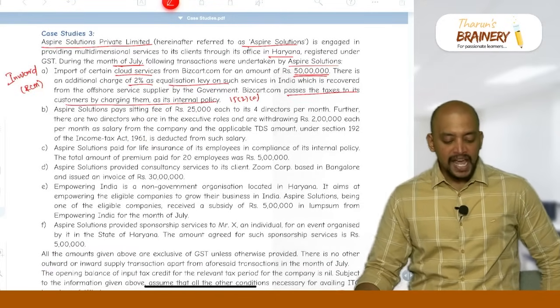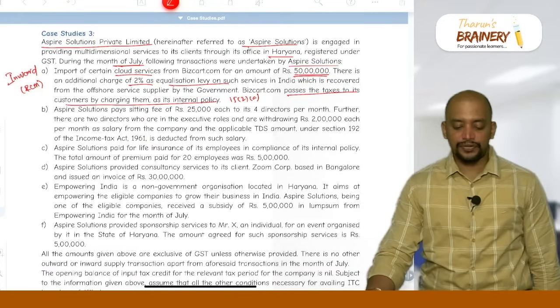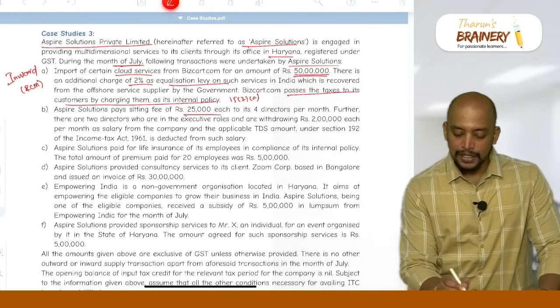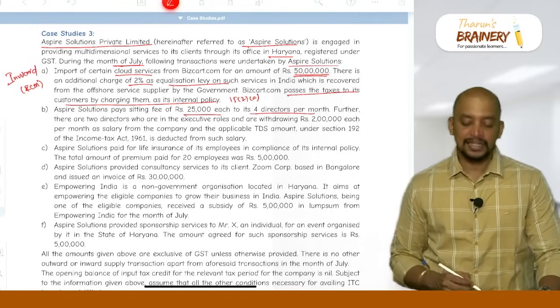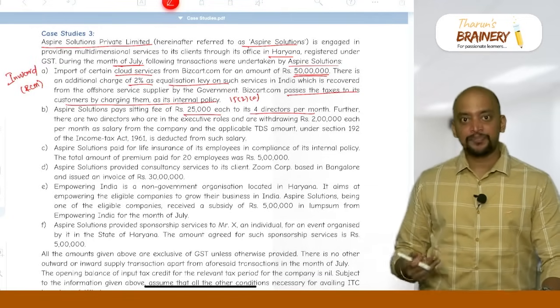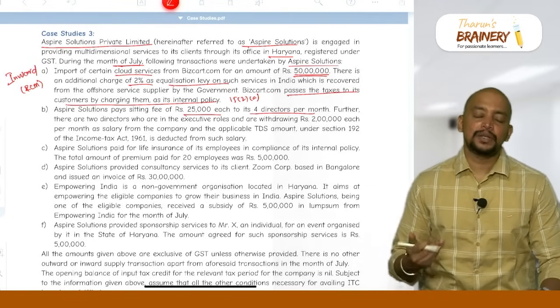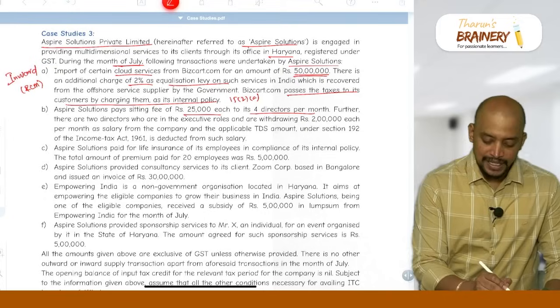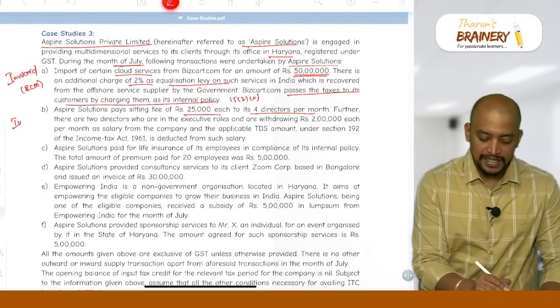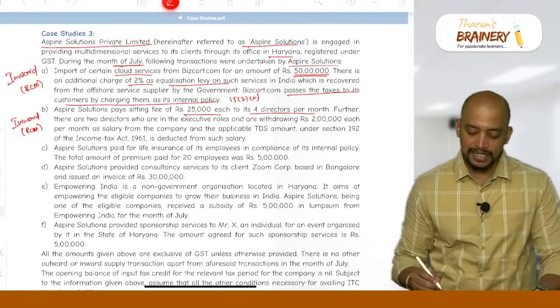Then B, as per solutions, pays a sitting fee of 25,000 rupees each to its 4 directors per month. Sitting fees will be a supply, so it is not salary, it is supply, and it will be covered under RCM. So this is again an inward supply, and this inward supply is covered under RCM with respect to the sitting fees.